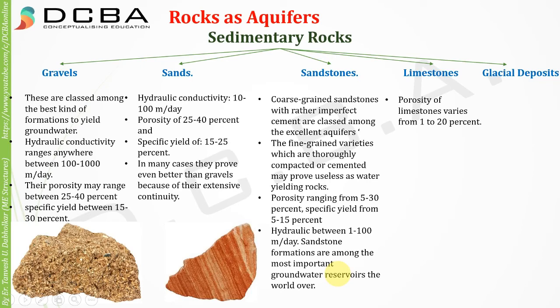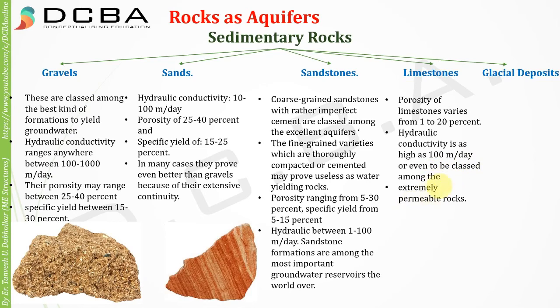Talking about the limestones, porosity of limestone varies from 1 to 20%. Hydraulic conductivity is as high as 100 meters per day, or even more, to be classed among the best ones, the extremely permeable rocks. Next is glacial deposits.